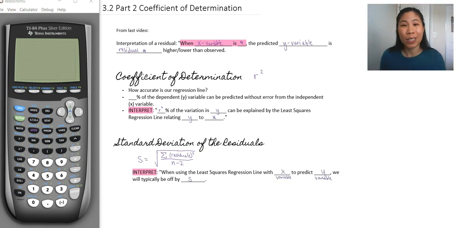So the interpretation of the standard deviation of the residuals would basically sound like this. When using the least squares regression line with our x variable to predict the y variable, we will typically be off by whatever you get for your standard deviation of the residuals number. When we use that word typically, it's basically saying on average.